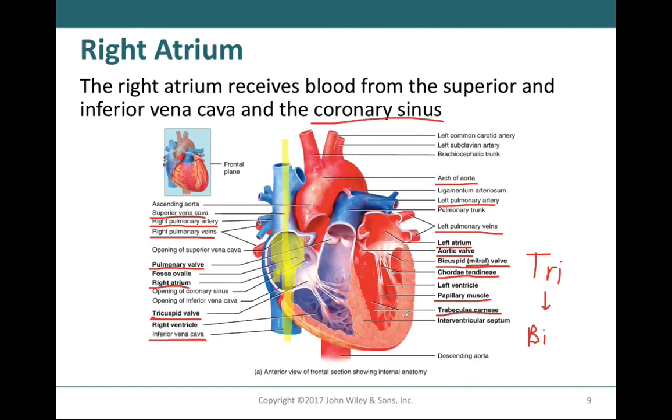Now the other structure that we have here on the heart that I really want to point out on this slide is shown right here. This is called the interventricular septum. Inter means between, and so this is the septum that is between the 2 ventricles. And this is also very muscular as it makes up part of the left and the right ventricular walls.